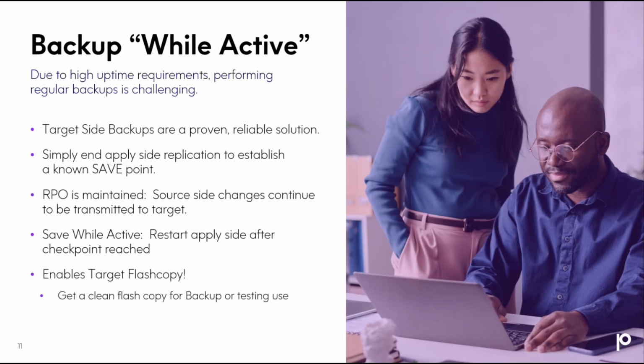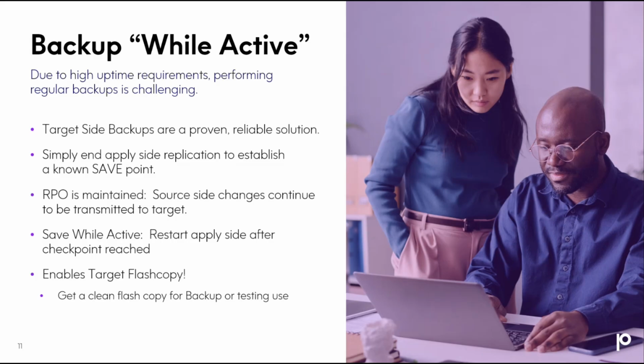Here's a recap: target-side backups are a proven and reliable solution. We have this running all over the place. Thousands of LPARs are doing this. Simply end apply-side replication to establish a known save point. RPO is maintained. You can use save while active, which enables target flash copy as well.